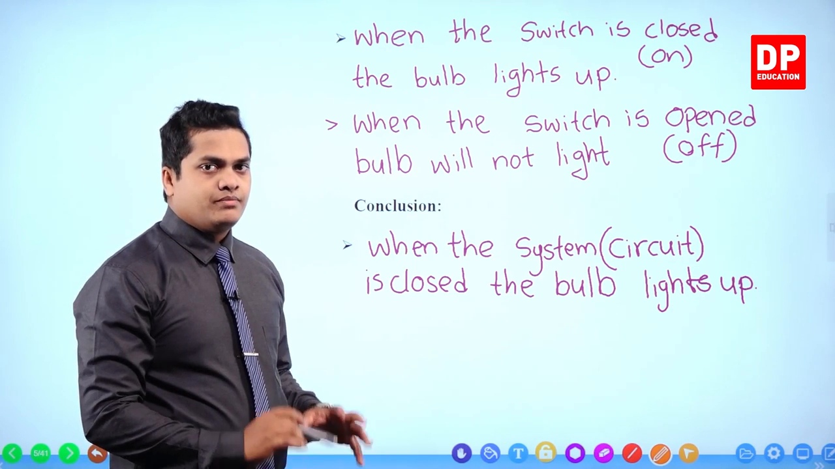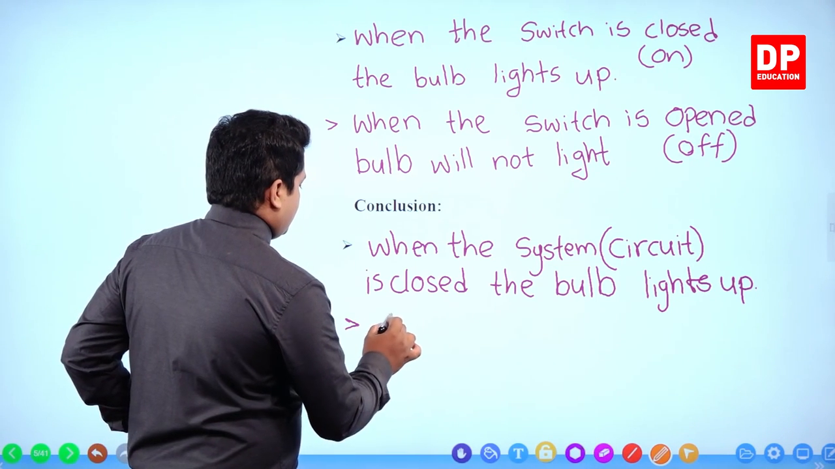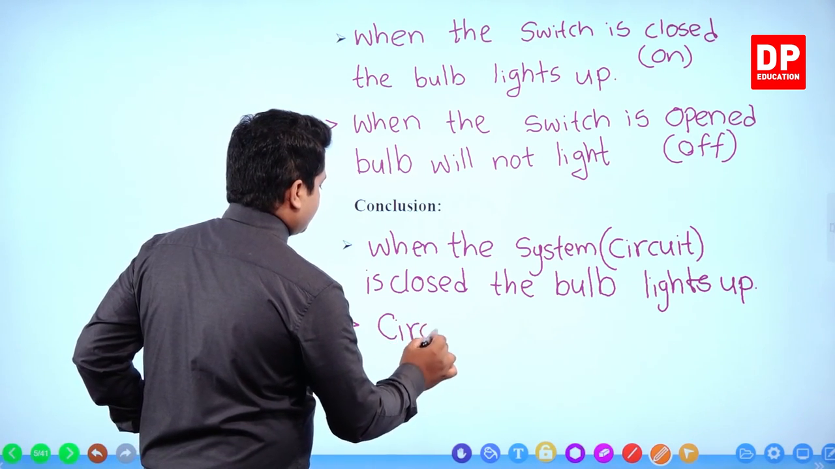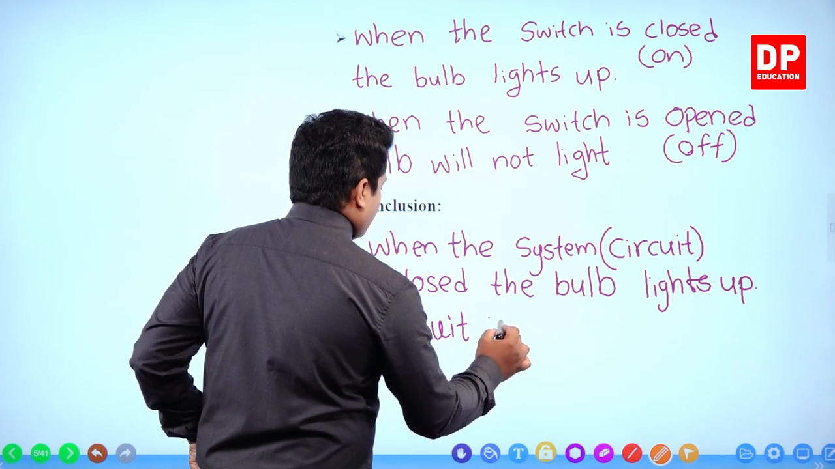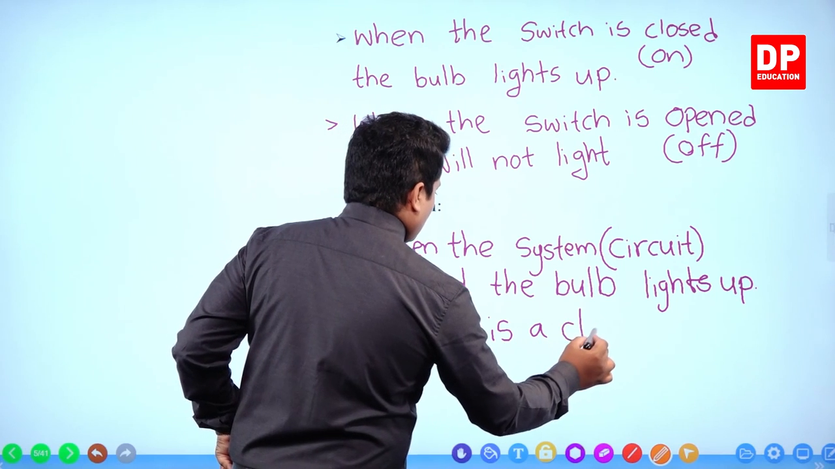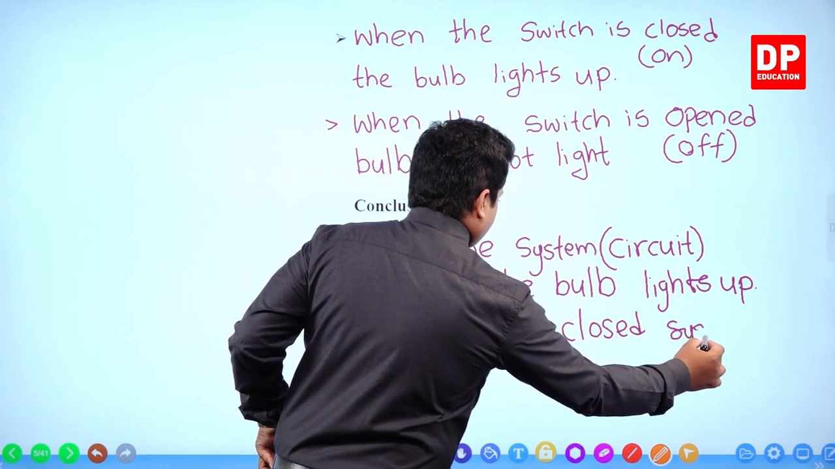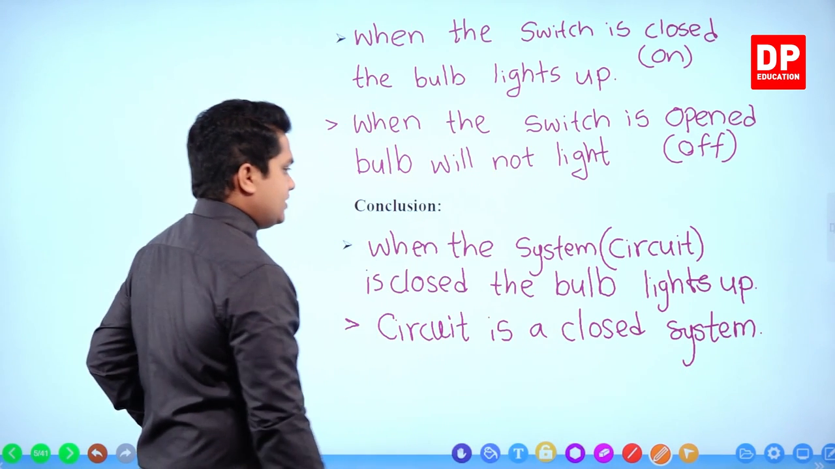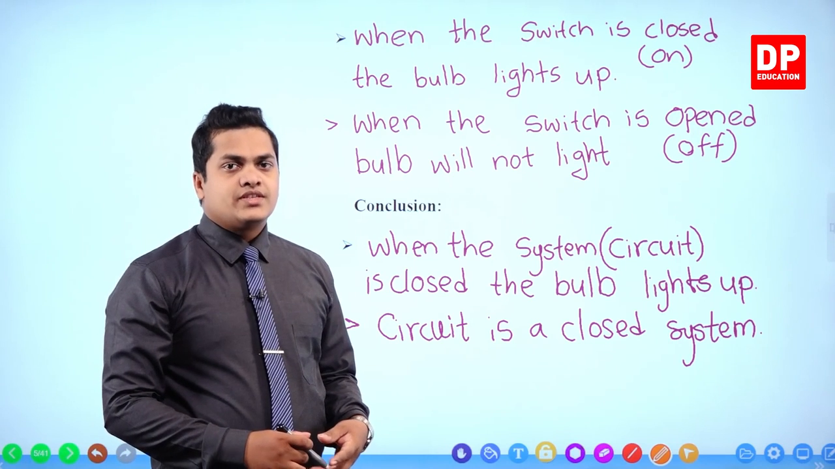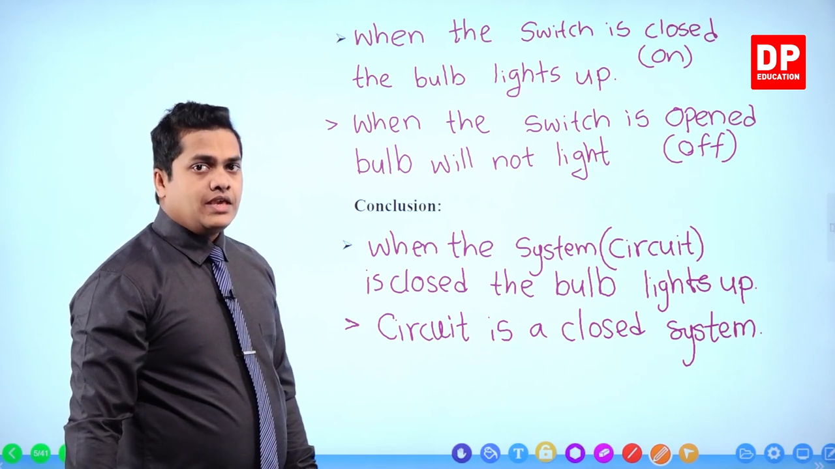That's our conclusion. Means that we can say that a circuit is a closed system, or else it is a closed setup. Right. So this is our final observation from the activity then.